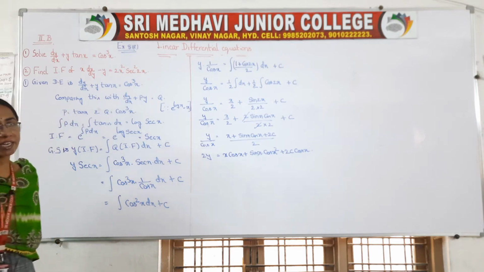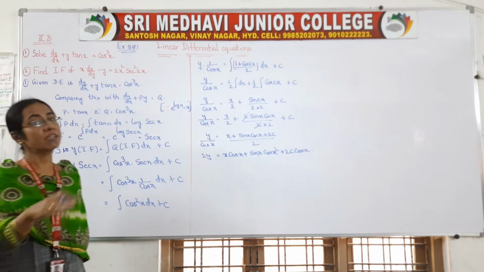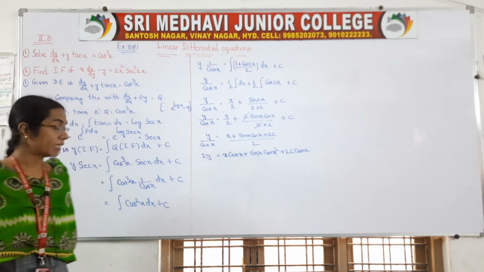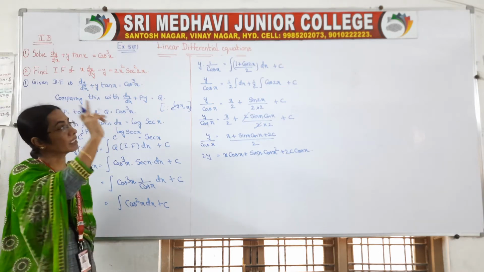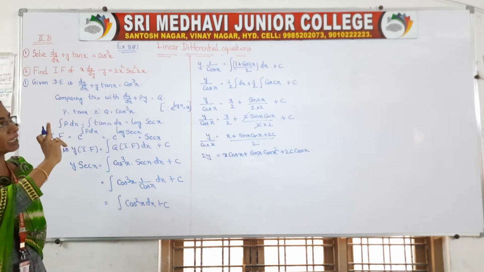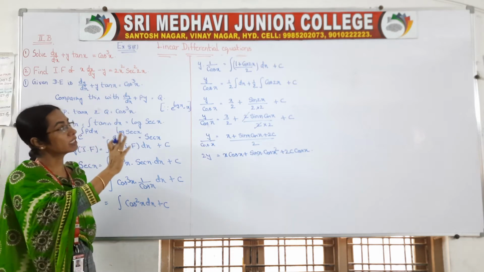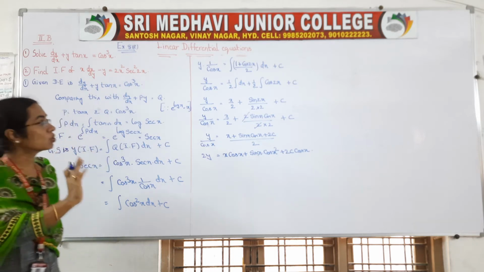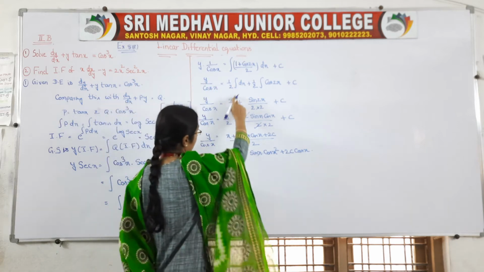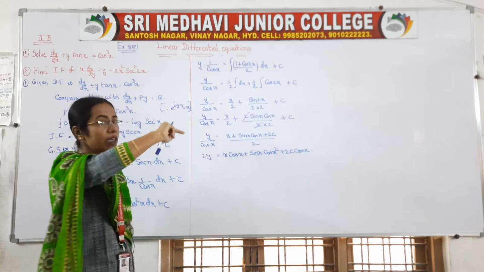But there is no direct formula for cos square x in integrals, so we have to take another form so that we can get one formula on it. By trigonometry, cos square x is (1 plus cos 2x) by 2, right? So we can take 1 by 2 into integral dx plus 1 by 2 into integral cos 2x plus c. Integral dx is x and integral cos 2x is sin 2x by 2.